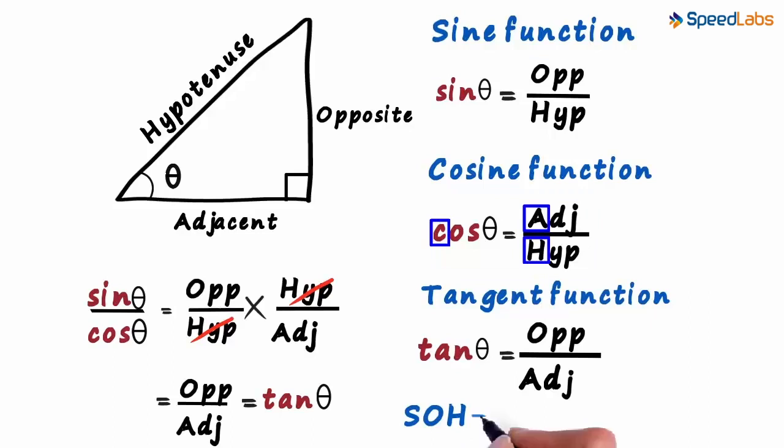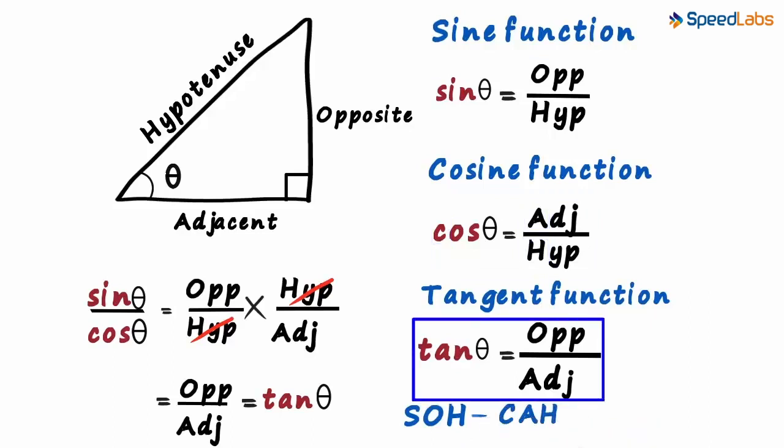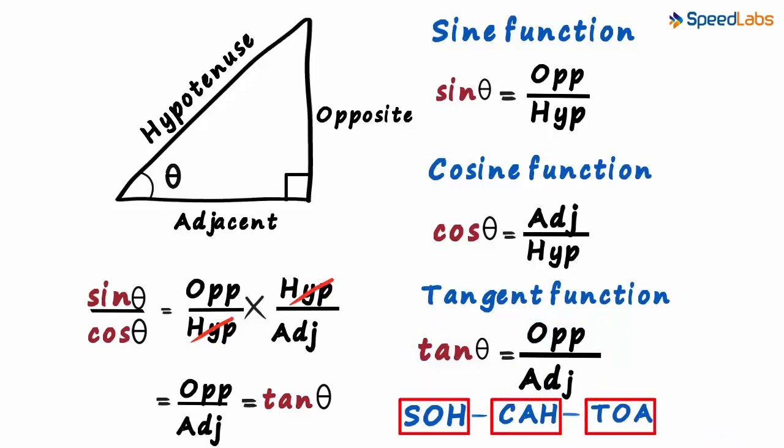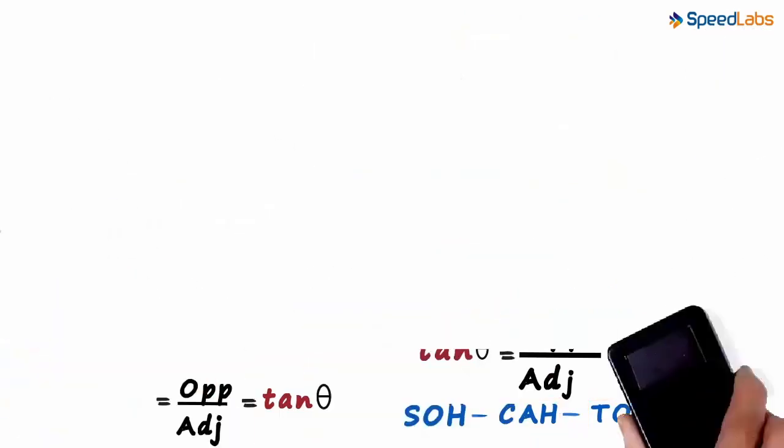So we write CAH here next to SOH. And in the third formula, it's T, O and A. We write TOA here. What we get is SOH CAH TOA. Well, it may sound funny, but that's the best way to remember the formulae. SOH CAH TOA. So let's review the formulae one last time in this video.